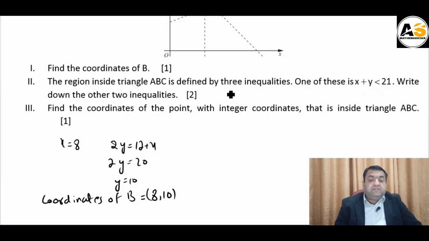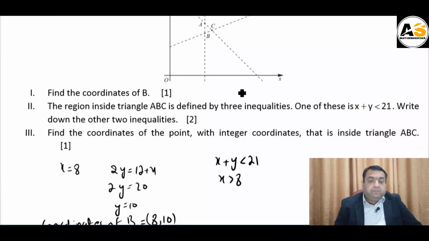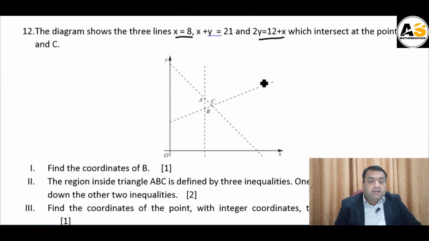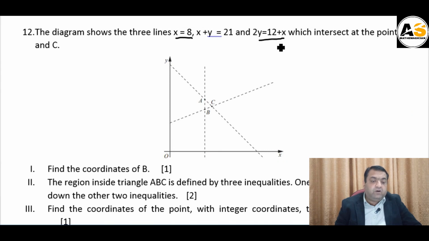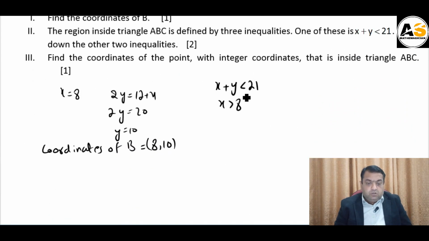The region inside triangle ABC is defined by three inequalities. One of the inequalities given is x plus y is less than 21 inside the region. Second will be x is greater than 8 because it is on the right side of this line. Third one will be related to the equation of this line. We have calculated that this line is 2y is equal to 12 plus x. So the region is above this line, so I will write 2y is greater than or equal to 12 plus x, or y is greater than or equal to 6 plus x by 2, or 1 by 2x.